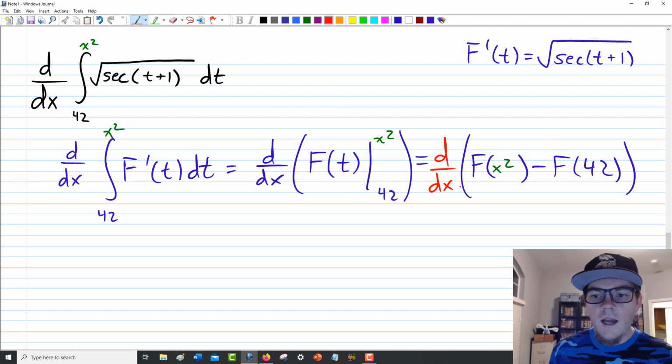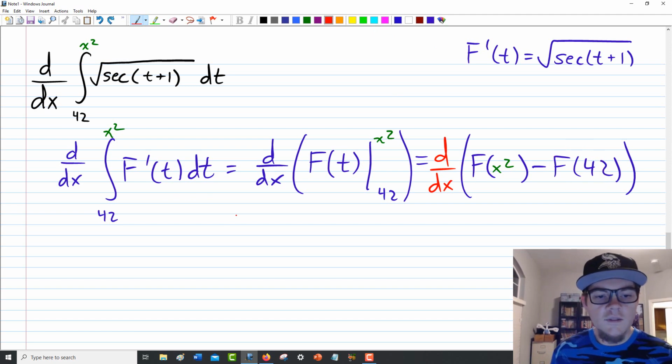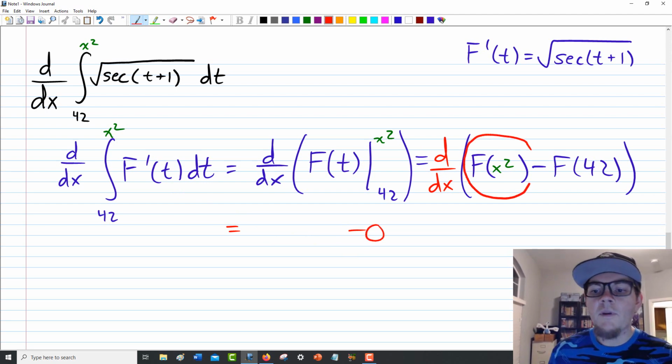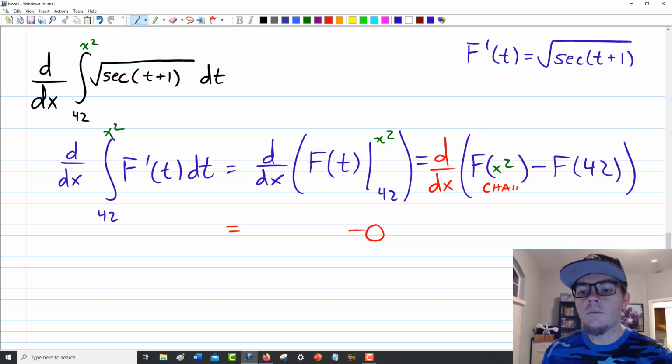So from here, we've got this derivative to take, and when we take the derivative once more of F of 42, of course that derivative is going to be 0 because it's a constant. So this will be something minus 0. The big difference here, though, is when we differentiate capital F of x squared, now that requires the chain rule, because we have x squared on the inside.